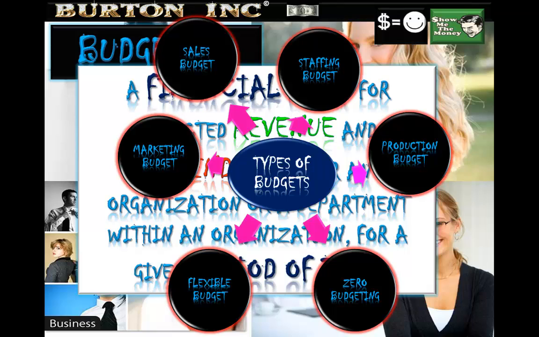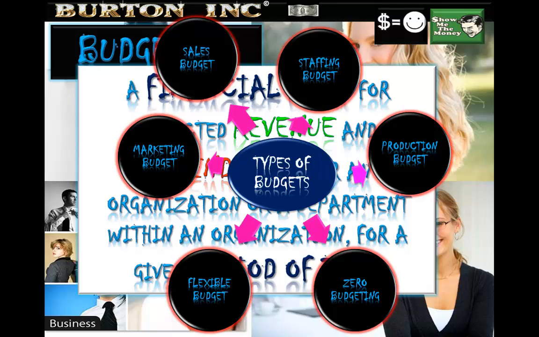Now, zero budgeting helps the organization to identify areas or departments that require large amounts of essential capital expenditure and those that may require smaller or minimal expenditure. The disadvantage of zero budgeting is it does involve a lot of management and administrative time in comparison to other types of budgets.